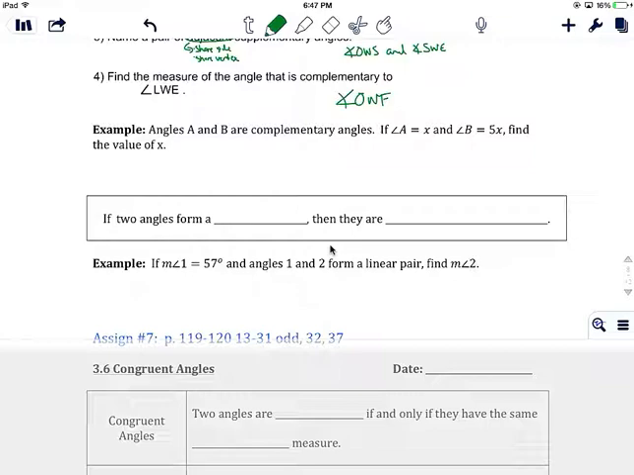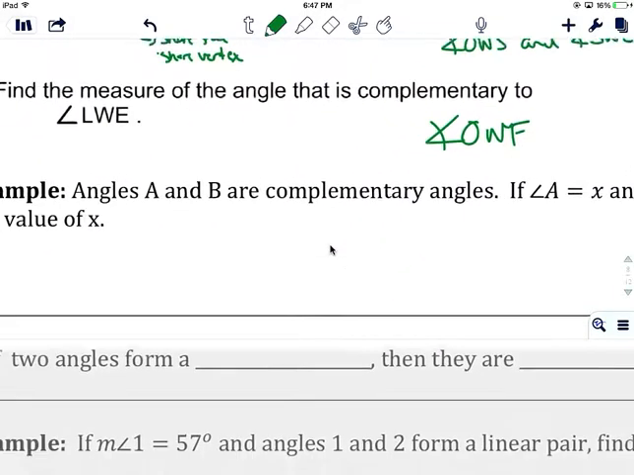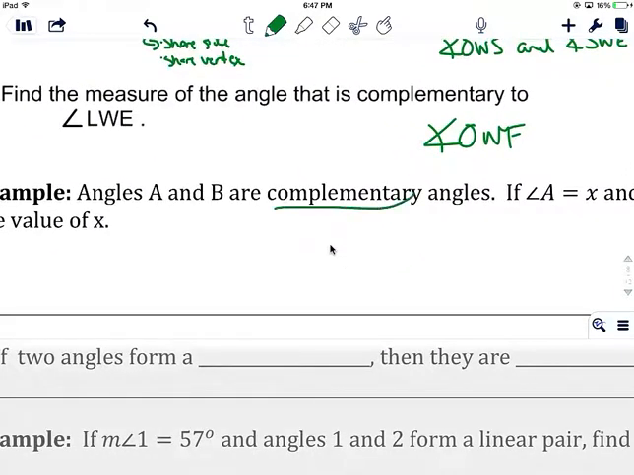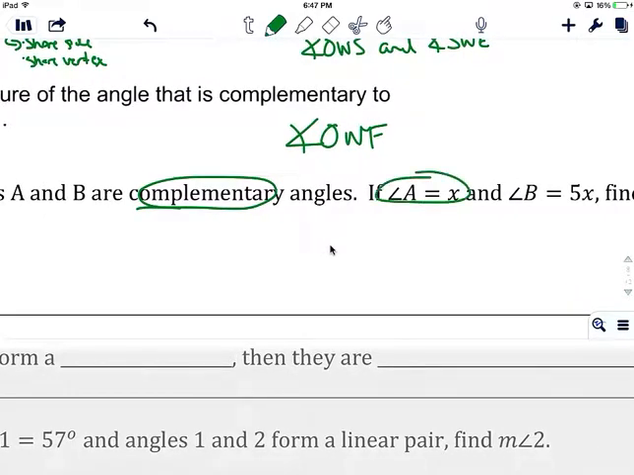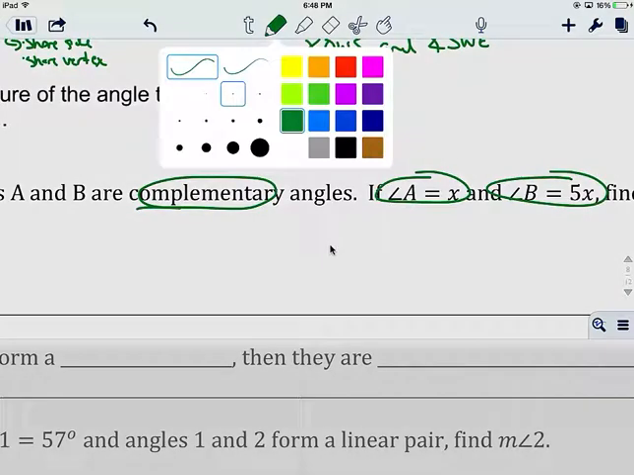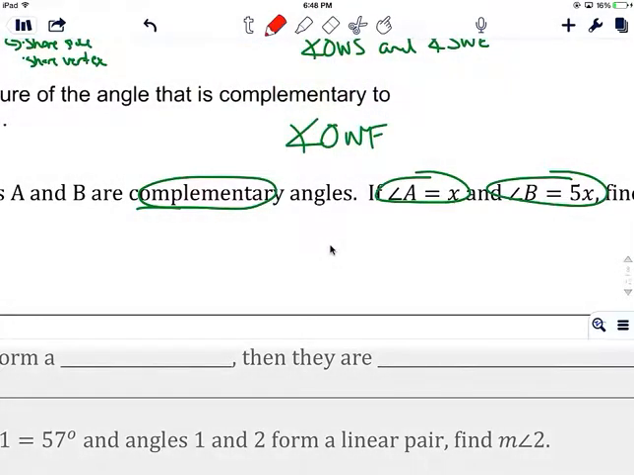All right, probably with a little bit more words here, right? Angles A and B are complementary angles. Key word, complementary, right? Circle it. Other pieces of information, some facts. Angle A is X, angle B is 5X. All right, and I know they're complementary. So that basically means they add up to be 90.